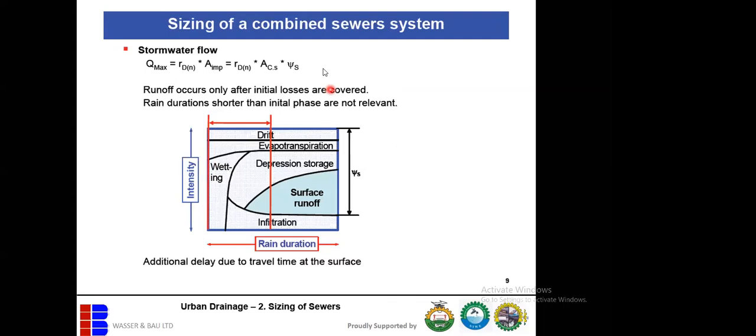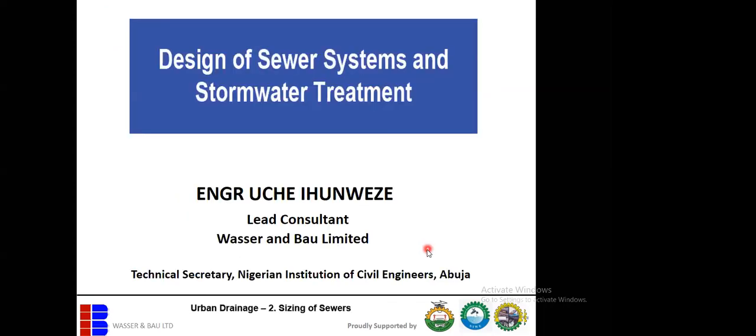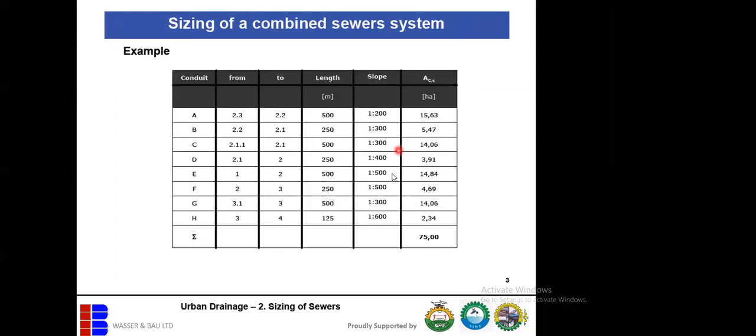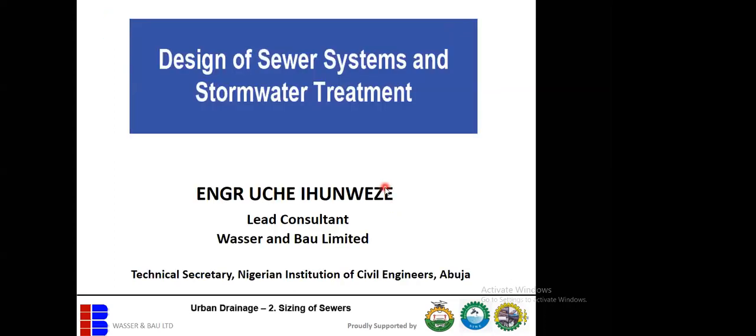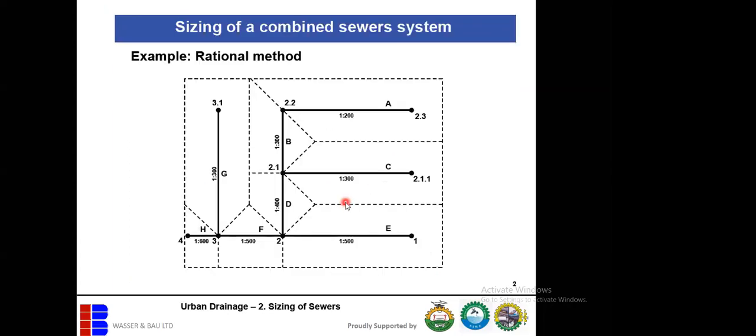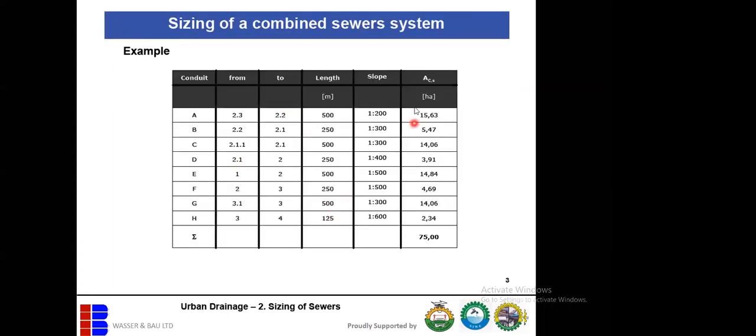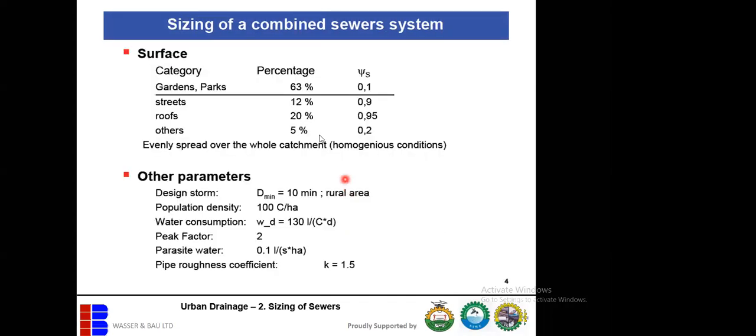So now, as we are saying, we started with the rational method. This is our layout. This is our chart. From this layout, you come up with this. Then from here, you come up with this also, where you now show the catchments, how they are all distributed. Then this is your population density.